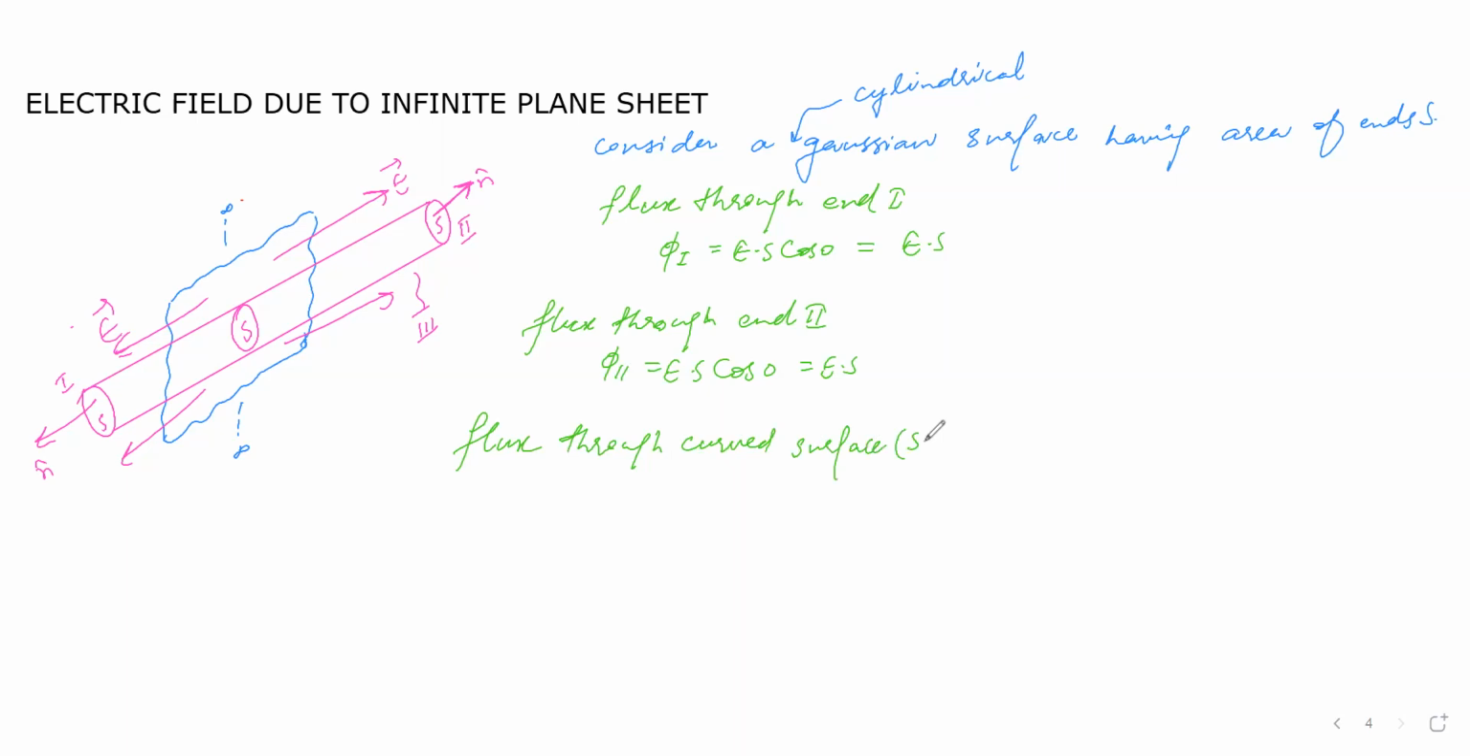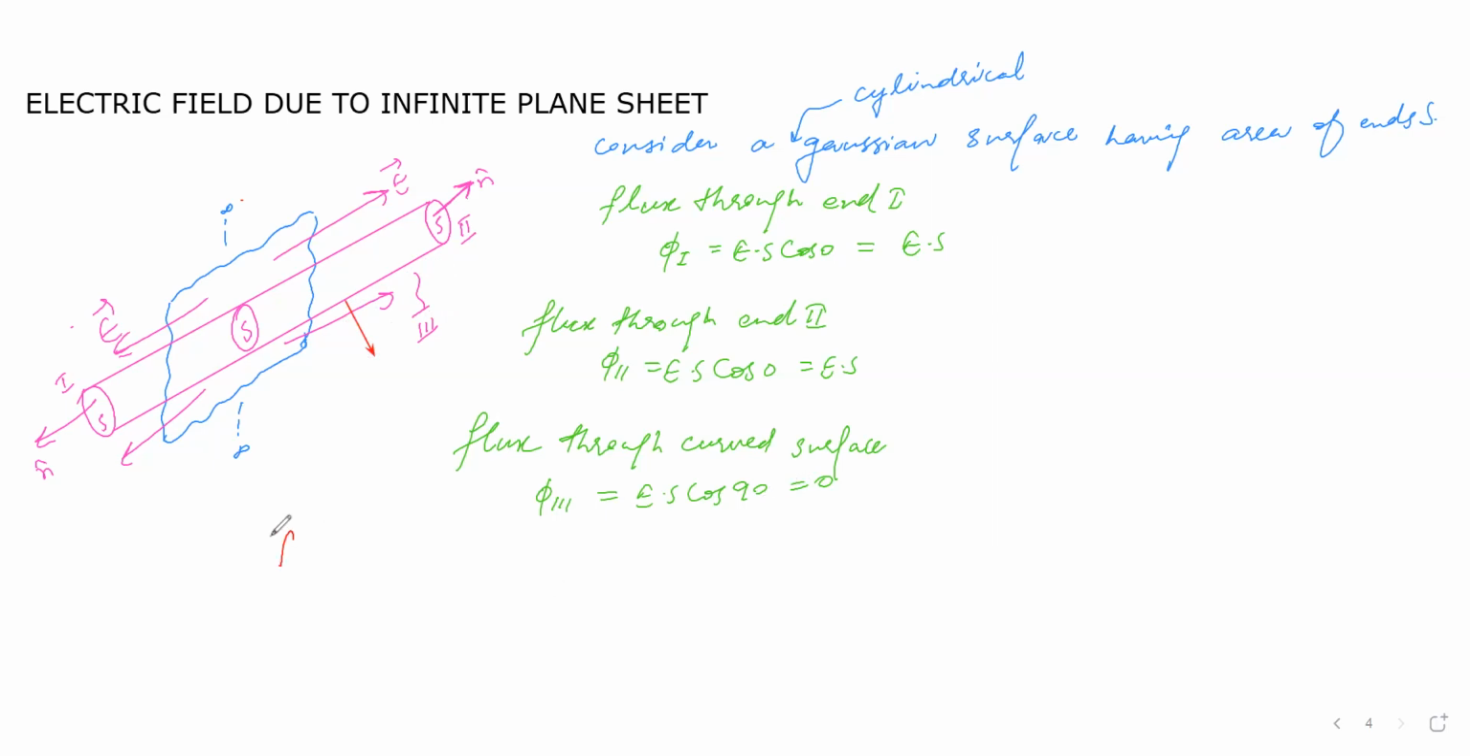Your curved surface is surface number 3. No need to write here. This is your phi 3, which is ES cos 90, so it will be 0. The area vector is always perpendicular to the surface, and you can see that the electric field and the area vector are making 90 degrees. So when you take cos 90, it will be 0.